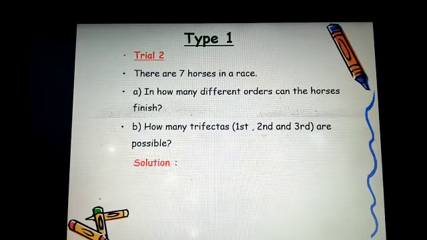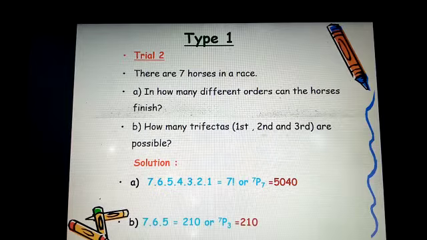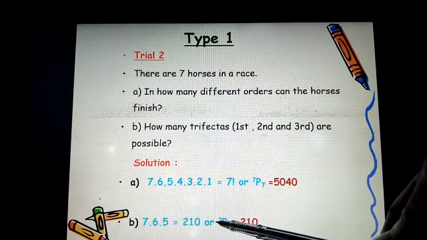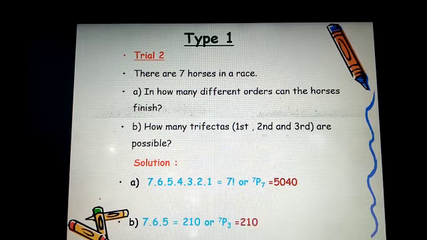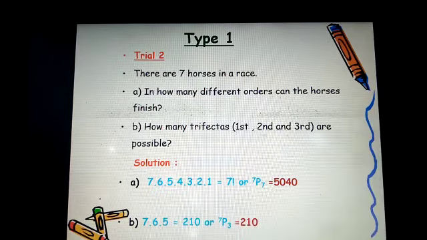Now, for the A part, you have 7 horses to finish. So orderly arranging them gives us 7 factorial, or selecting 7 from 7. For the B part, how many trifectas? First, second, and third. The possible arrangement, going by the formula method, is selecting 3 from 7. That is 7P3. For the counting method, the first will be occupied by 7, followed by 6 and 5, which gives us 210.